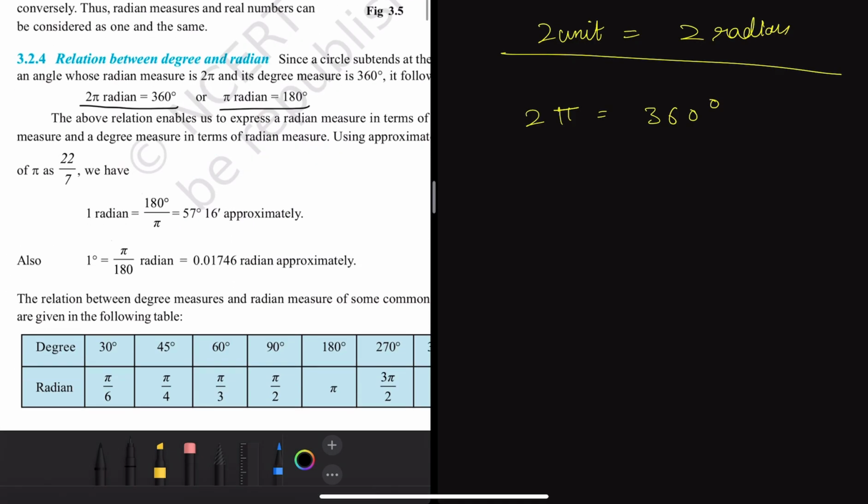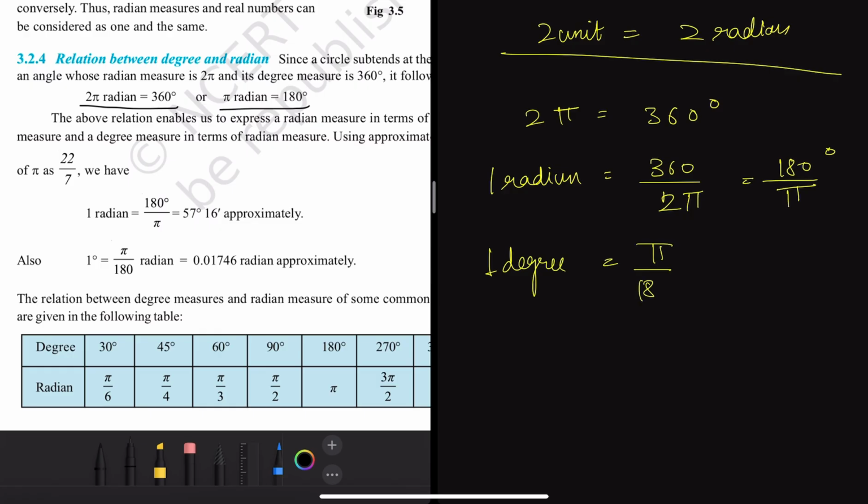So to define the relation, we can say that 1 radian is equal to 360 upon 2 pi or 180 upon pi degrees, and 1 degree is equal to pi upon 180 radian, जिनका decimal value is also given to you.